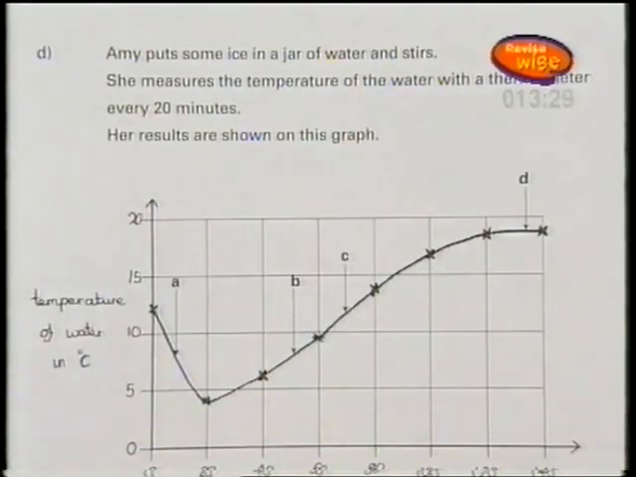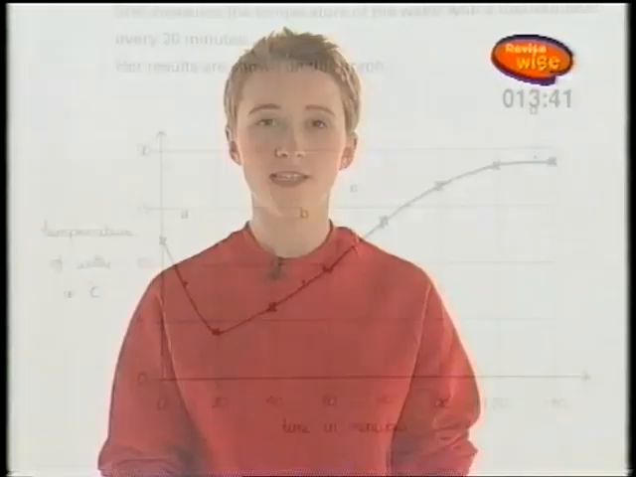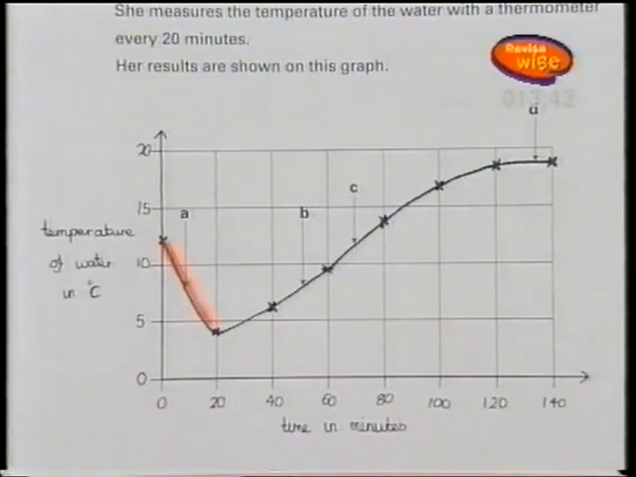Amy puts some ice in a jar of water and stirs. She measures the temperature of the water with a thermometer every 20 minutes. Her results are shown on this graph. Let's look for the pattern in this line graph. To start off with, the line goes down. That means the temperature of the water is going down as time goes on. Why? Because of the ice that's been put in it.